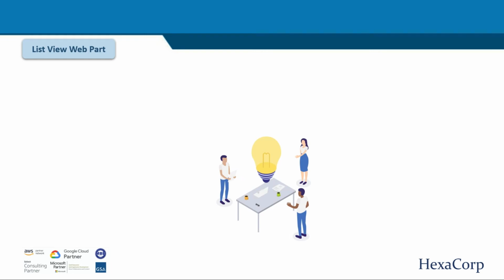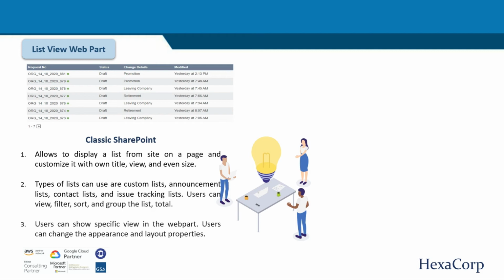List View web part. The purpose of the List View web part is to show a list. Classic List allows you to display a list from the site on a page and customize it with your own title, view, and even size. Types of list we can use are custom list, announcement list, contact list, and issue tracking list. Users can view, filter, sort, and group the list. Users can show a specific view in the web part. Users can change the appearance and layout properties.